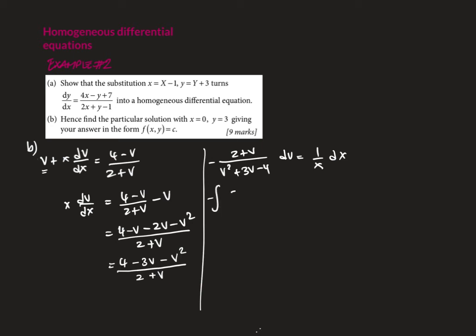So the integral of 2 plus v over v squared plus 3v minus 4 dv would be the integral of 1 over x dx. To do the integral on the left hand side, I'm going to use the method of partial fractions. So to start the process of partial fractions, I want to write the denominator v squared plus 3v minus 4 in factorized form, and that is v plus 4 times v minus 1. So the partial fractions would be A over v plus 4 plus B over v minus 1. Now I want to find the values of A and B so that I can separate this big fraction into the two smaller ones. So let's do this process really quickly and we will come back to the integral.